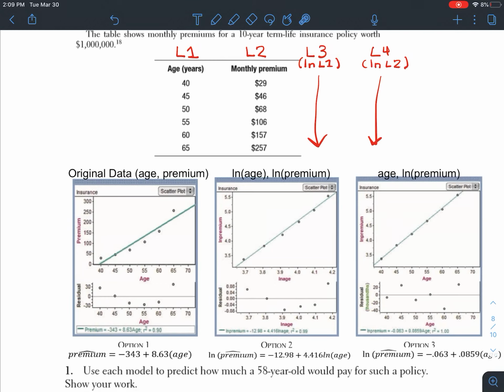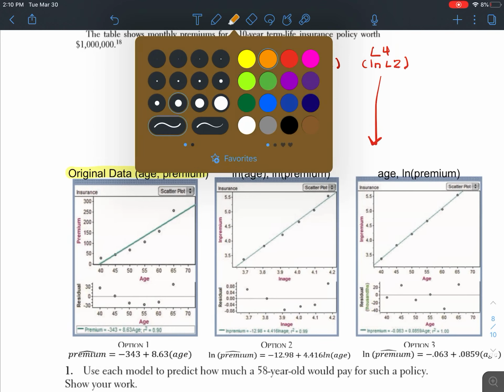What you see pictured here on the left is nothing more than just the original data set, that is the scatter plot of L1 and L2. You can tell by looking at this scatter plot, there is definitely a distinct curve here. If you were just to run a regression with that, this is the residual plot that you would get. This is a horrible, horrible scatter plot to be running a linear regression with. Okay, so let's go ahead and try to transform the data.